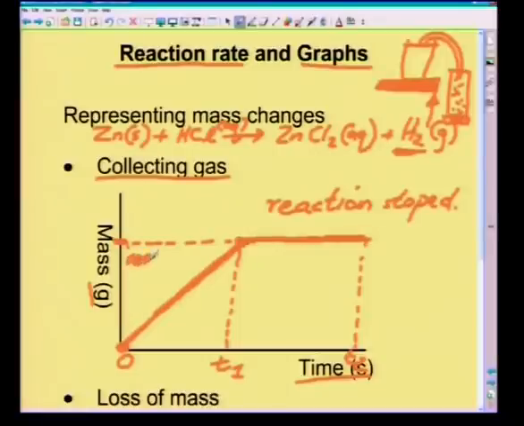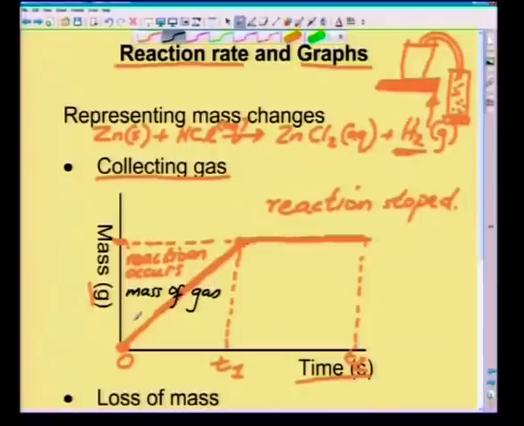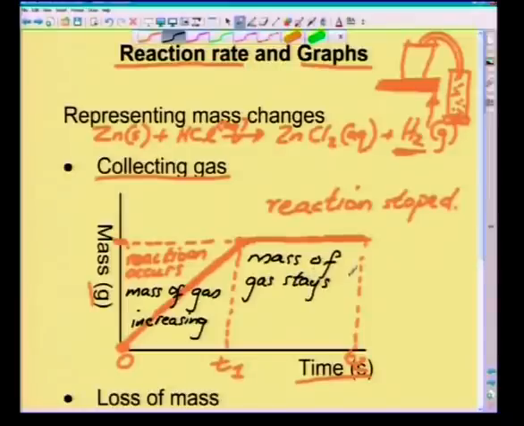So the reaction is occurring there, and the mass of gas is increasing. So at this portion of our graph, we are seeing the mass of the gas increasing. Here, when the reaction has stopped, what is happening? The mass of gas stays the same. And that tells us that the reaction has stopped. Okay, so that's what is happening there.